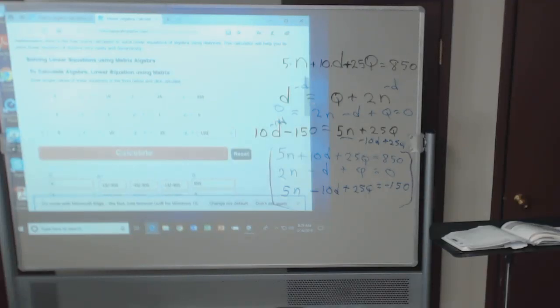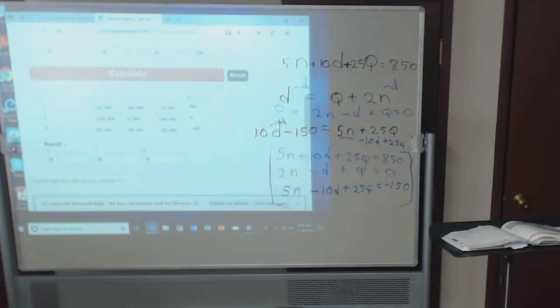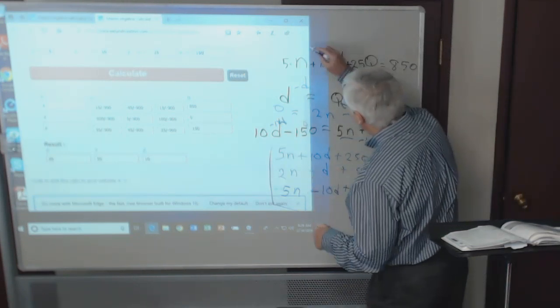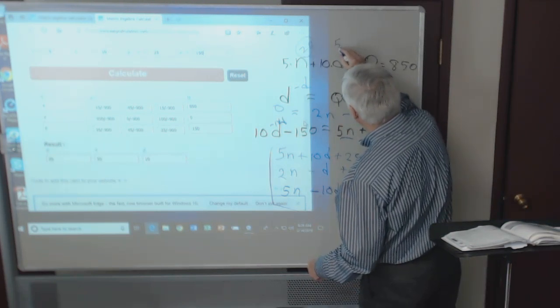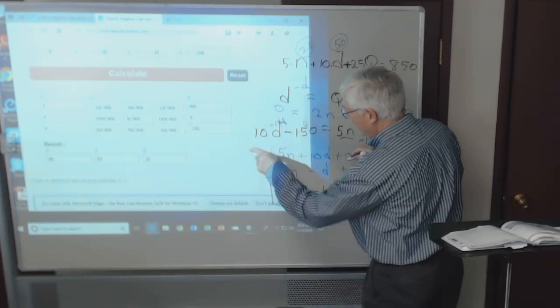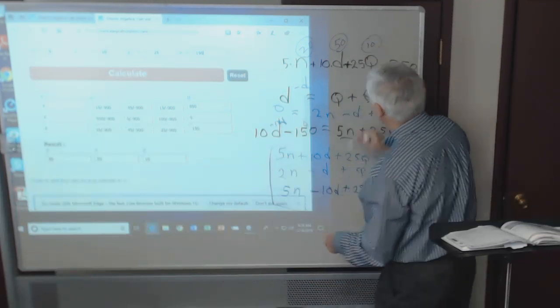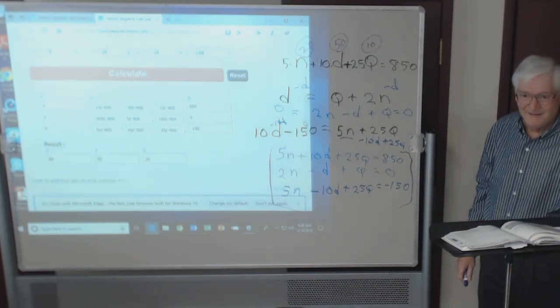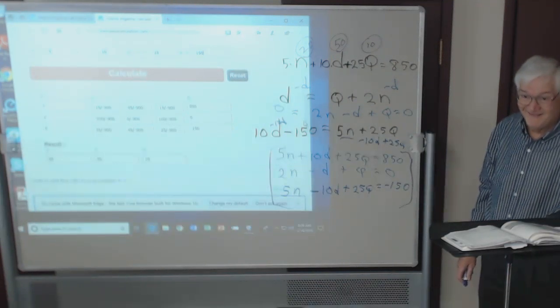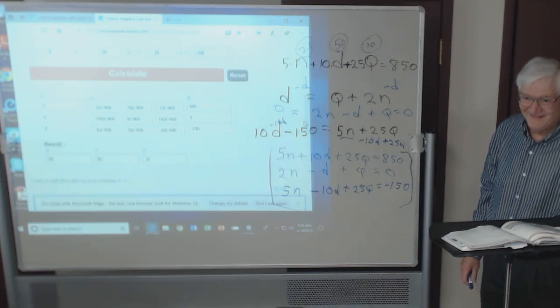And it says calculate, but it's already done it. So what do I have here? See the results? I have 20, 50, and 10. I have 20 nickels, 50 dimes, and 10 quarters. Is that cool? It's pretty cool. Yeah, I like that a lot better than doing it by hand.